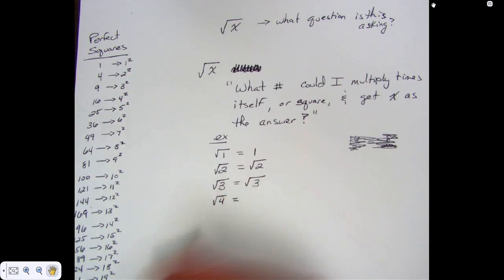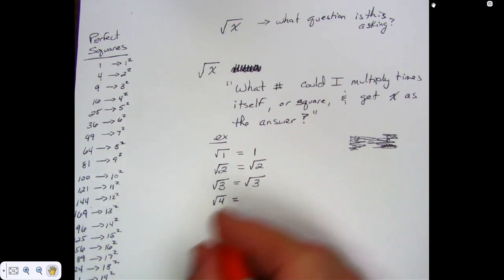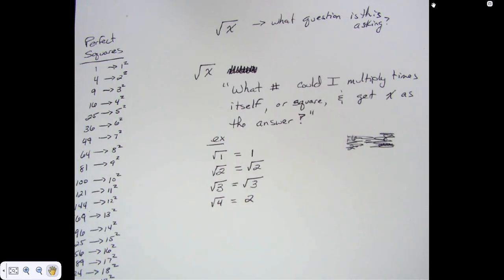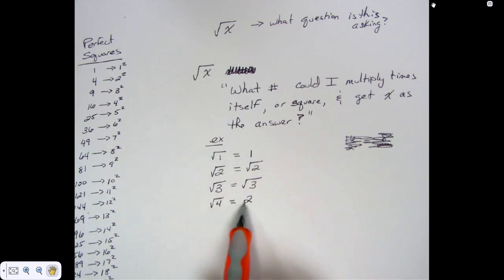Can you guys answer that question? Square root of 4. What number could I square and get 4 as an answer? 2. You guys have no problems answering. Now, do you notice the difference here? If I answer the question, what goes away? Square root.